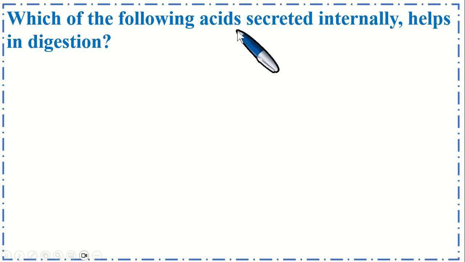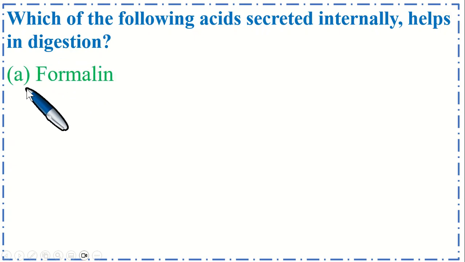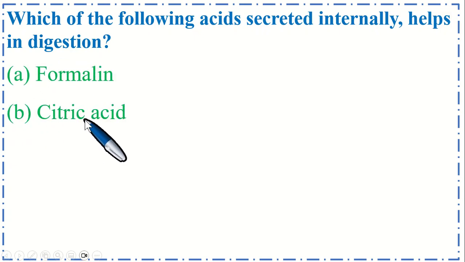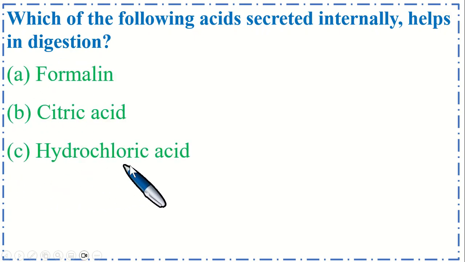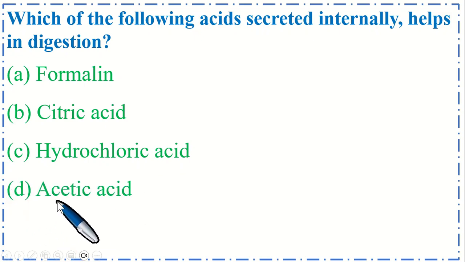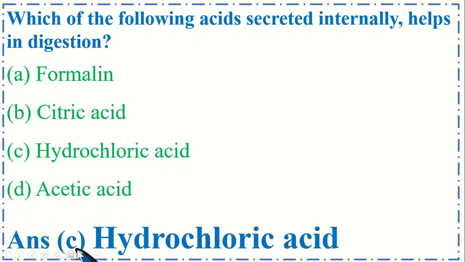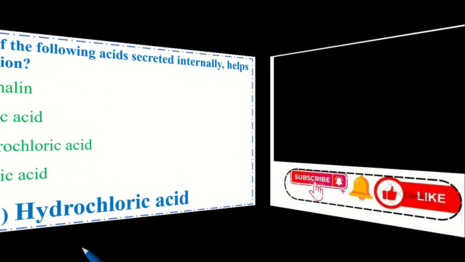Which of the following acids secreted internally helps in digestion? Option A, formalin. B, citric acid. C, hydrochloric acid. And option D, acetic acid. So the correct option is C, hydrochloric acid.